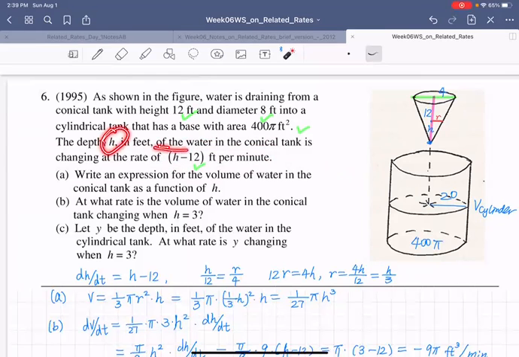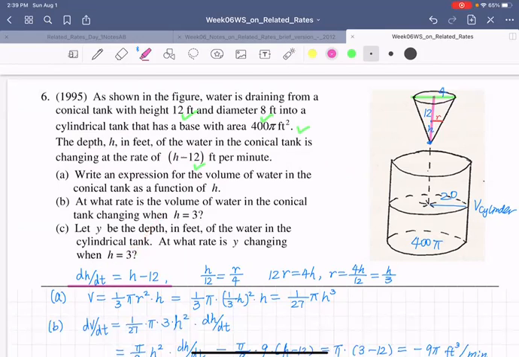Depth is changing at the rate. That is saying dh over dt. Your depth change rate is h minus 12. So dh over dt equals h minus 12. Okay? This translates to this equation. This is the key to solve this one.